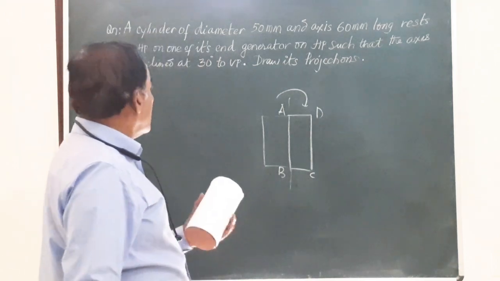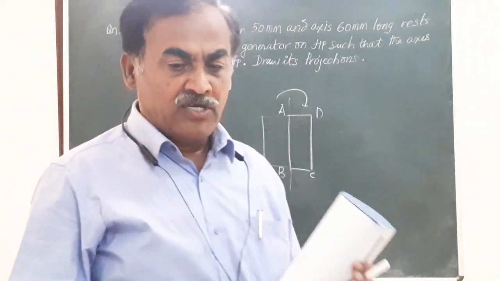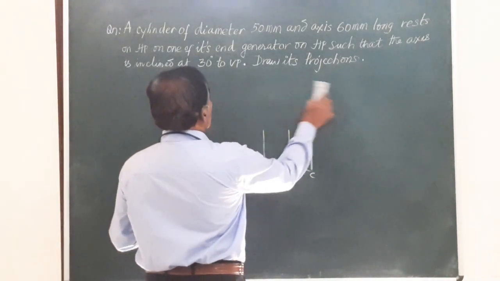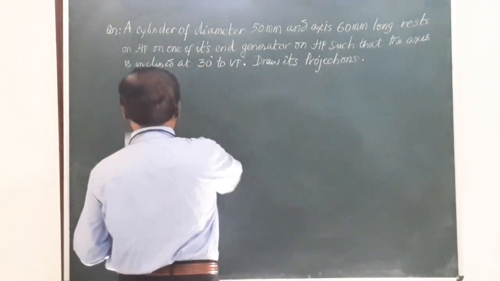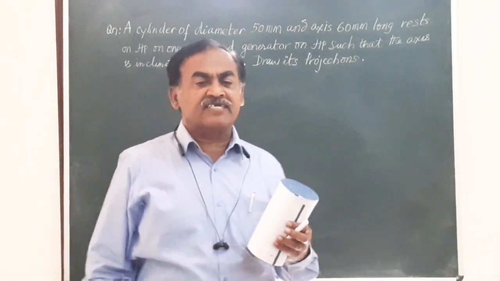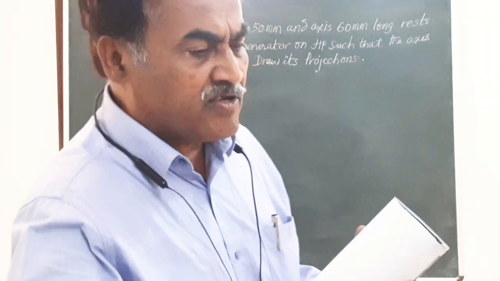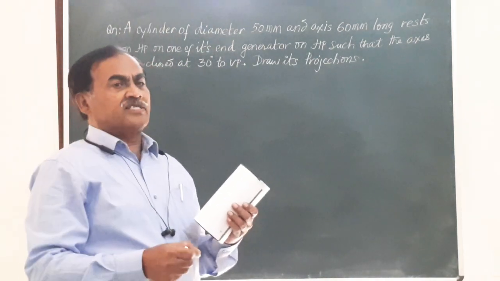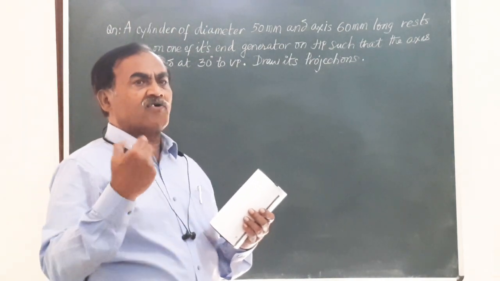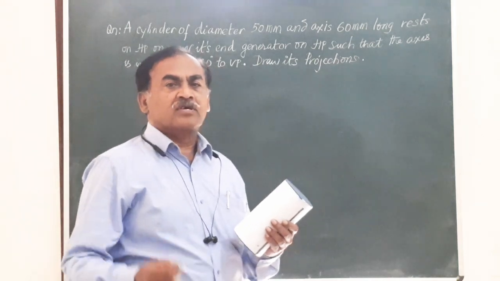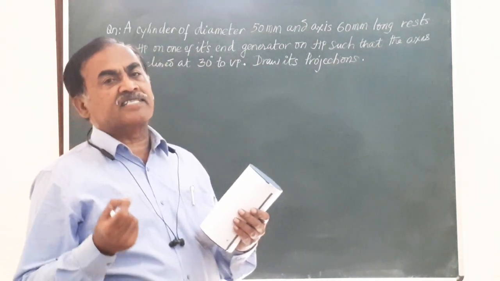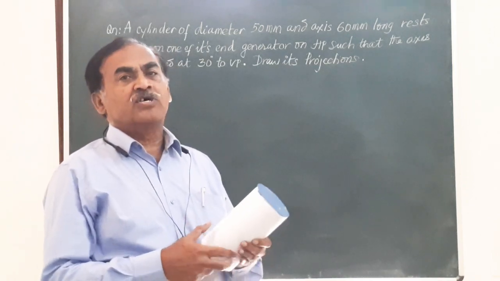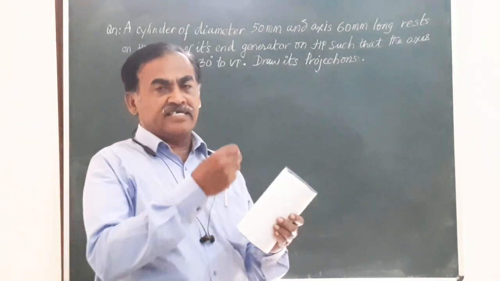Now, in today's discussion, we are going to have the projections of a cylinder resting on one of the end generators on HP. What is this end generator, friends? In case of prisms, we have got the so-called longer edges. In case of pyramids, we have got the slant edges connecting the base to the vertex. But in case of cylinders and cones, we do not have any such edges.